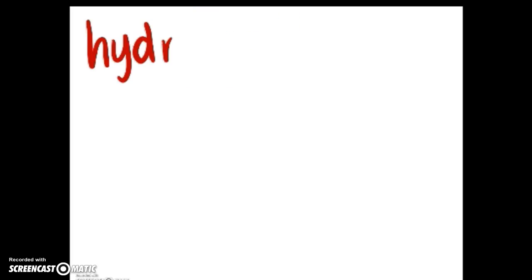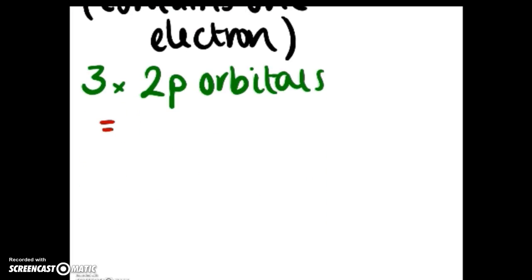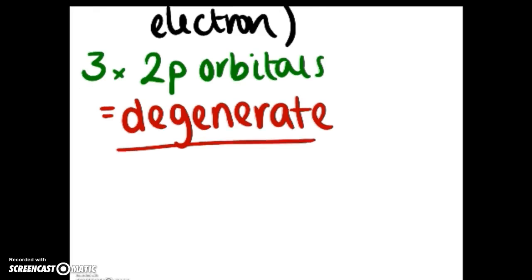In a hydrogenic atom containing only one electron, these 3 2p orbitals would be degenerate, so they would all be energetically equivalent. For atoms with more than one electron, this isn't the case, but in both cases, they would be represented with the same quantum numbers.